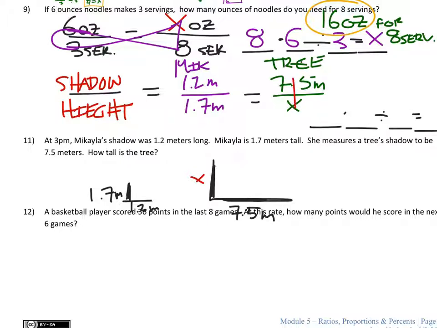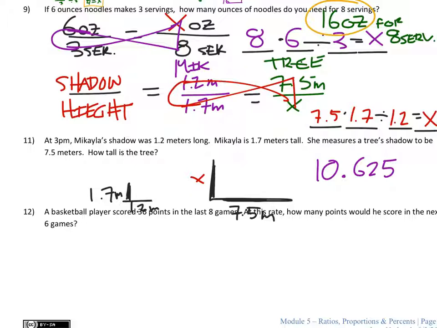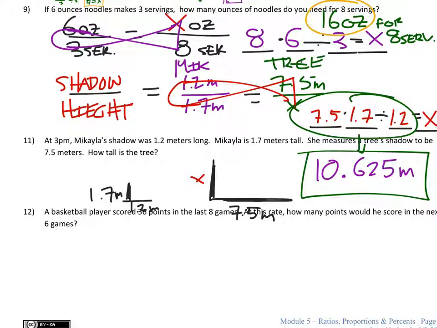And I take x, go up to 7.5. That's my first value. Multiplied by 1.7. Come up to 1.2. And this closes off at x. I can put that in my calculator, divided by 1.2, and it appears that the tree, I got 10.625 meters. Didn't really tell us where to round there, so we'll just keep it like that. And again, that all came from this stuff right here. That's how I got that 10.625 meters.